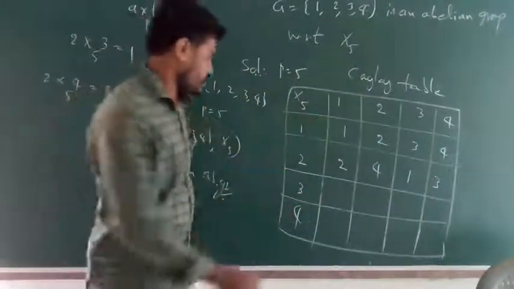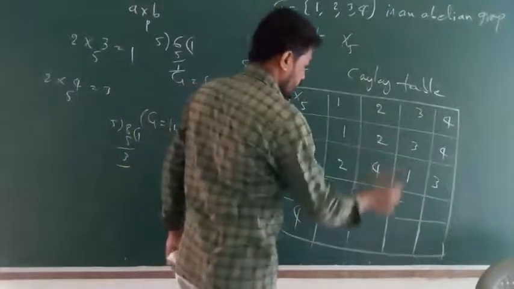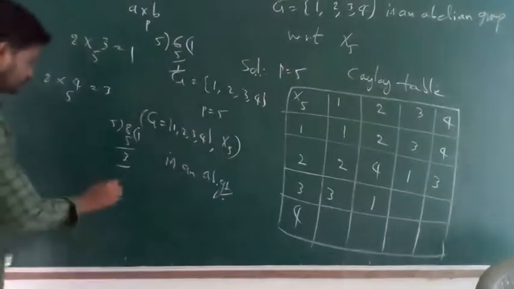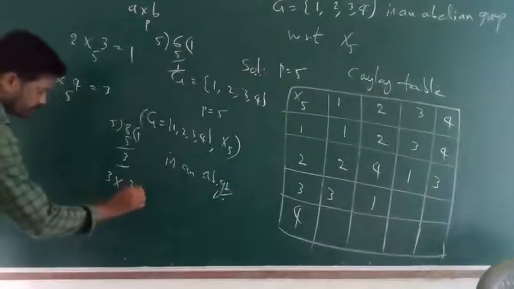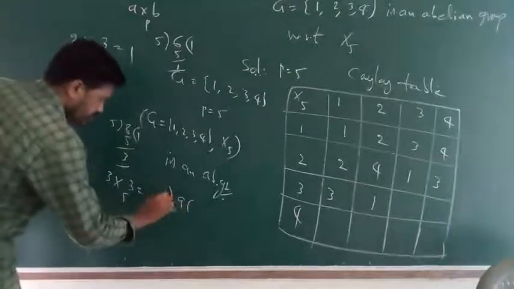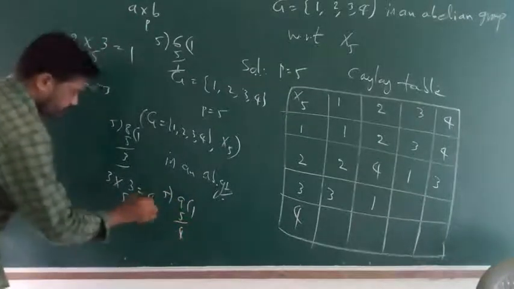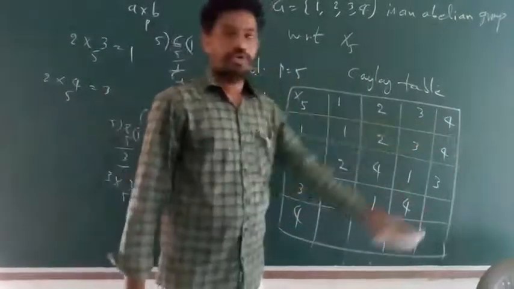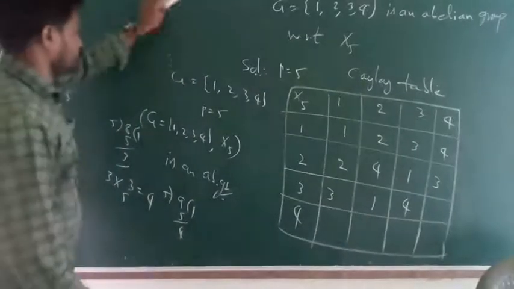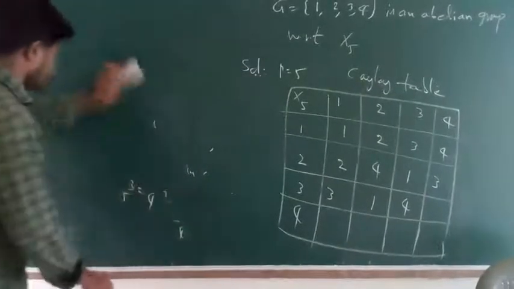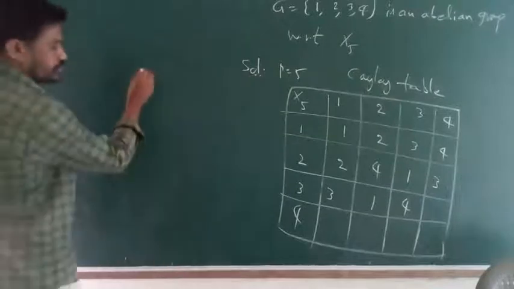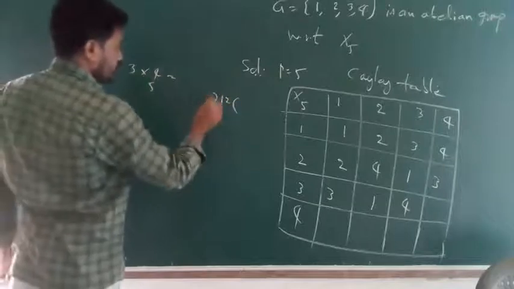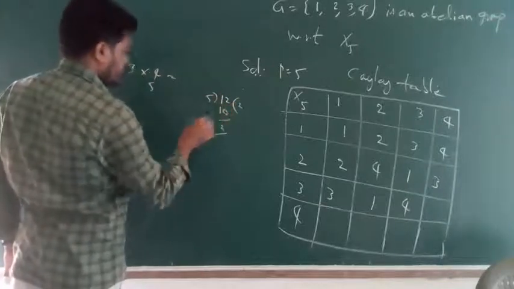Next, 3 times 1 is 3. 3 times 2 is 6, so the remainder is 1. 3 times 3 is 9, so applying the process with respect to 5, 5 times 1 is 5 and the remainder is 4. So this is 4. Next, 3 times 4 is 12 with respect to 5. 5 times 2 is 10, and the remainder is 2.